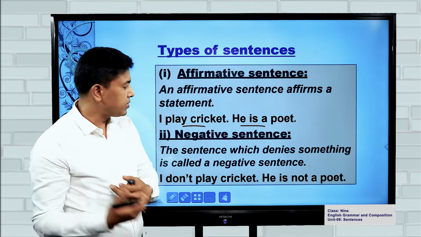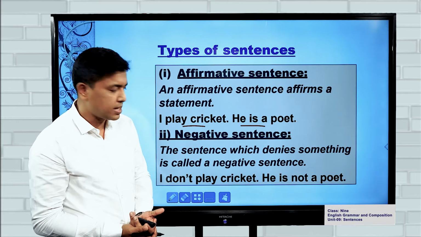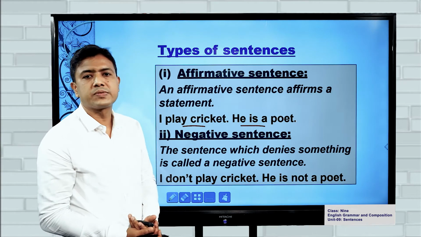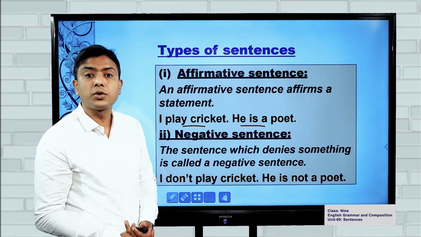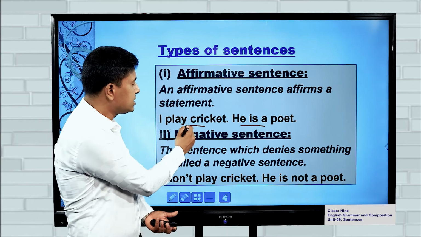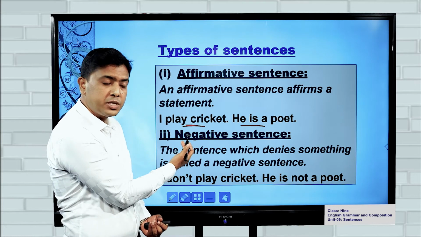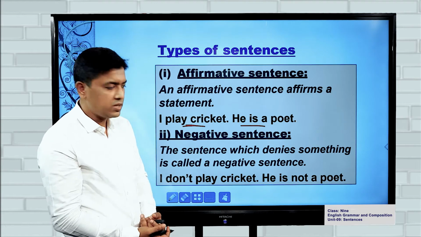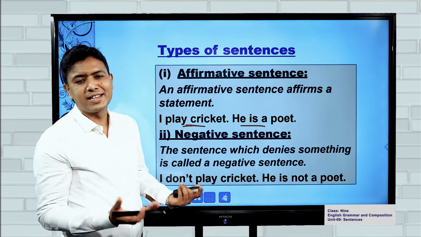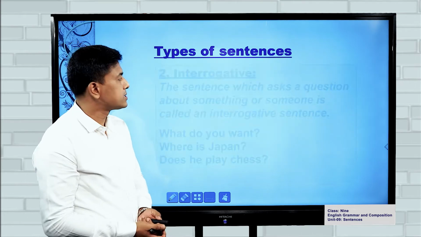But on the contrary, a negative sentence, the sentence which denies something, is called a negative sentence. For example, I don't play cricket. He is not a poet. It is simply denying these first 2 affirmative sentences. I play cricket, affirmative. I don't play cricket, negative. He is a poet, affirmative. He is not a poet, negative. Very easy.